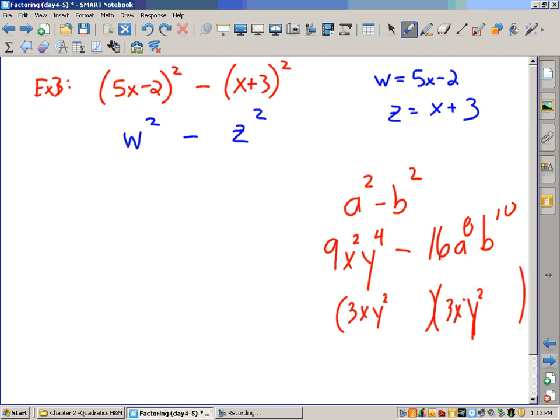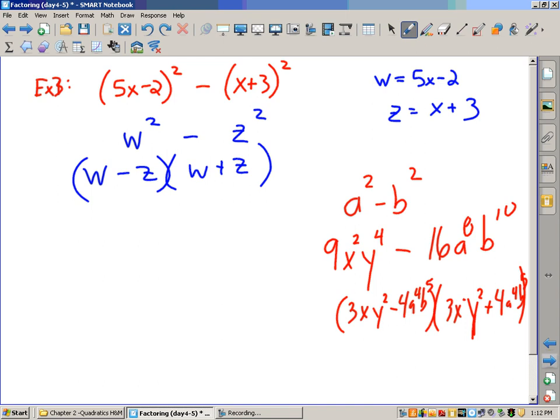This is a perfect square of 4a to the 4th, b to the 5th. They're perfect squares. Well, that's what I saw right up here. I see a difference of squares, w minus z times w plus z. And am I done? I said 2 minutes, and that would have taken me 30 seconds. No. What's the only thing left? Plug it in.